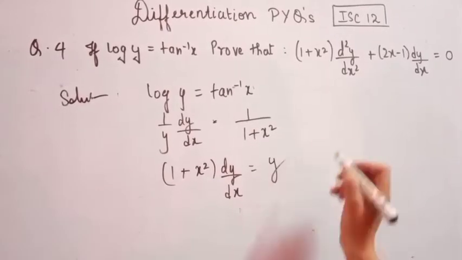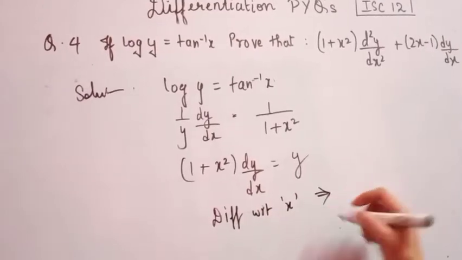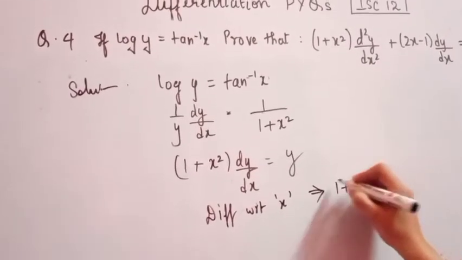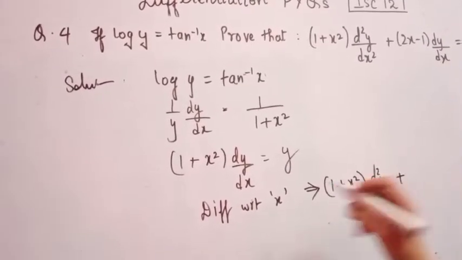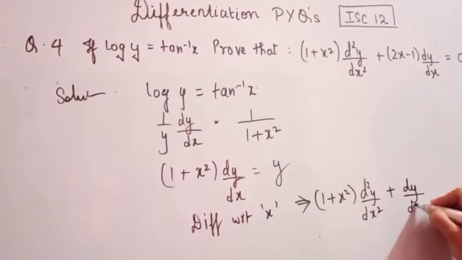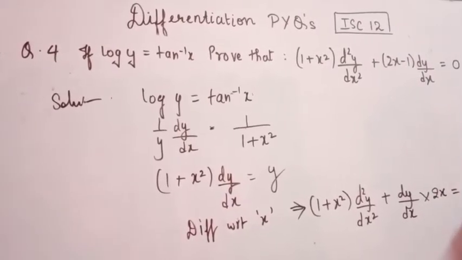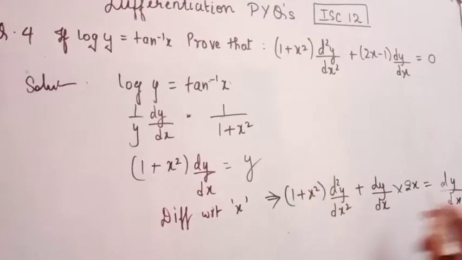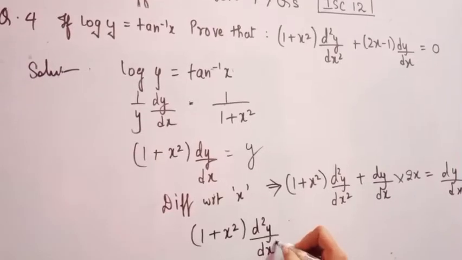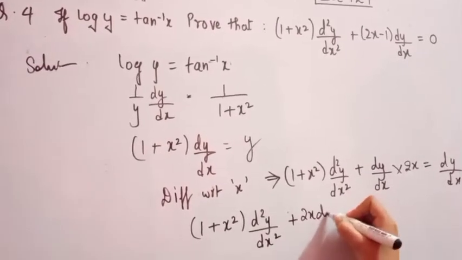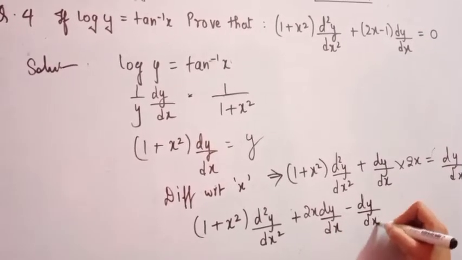It becomes y. Now again differentiating it with respect to x, we get, I'm writing it here, this becomes 1 plus x square into, now differentiation of dy by dx is d2y by dx square, plus taking dy by dx and differentiating the first term, that is 1 plus x square. This becomes 0 plus 2x equals to dy by dx, right? Differentiation of y is dy by dx. We get 1 plus x square d2y by dx square plus 2x dy by dx. Taking this term on the left hand side, we get minus dy by dx equal to 0.